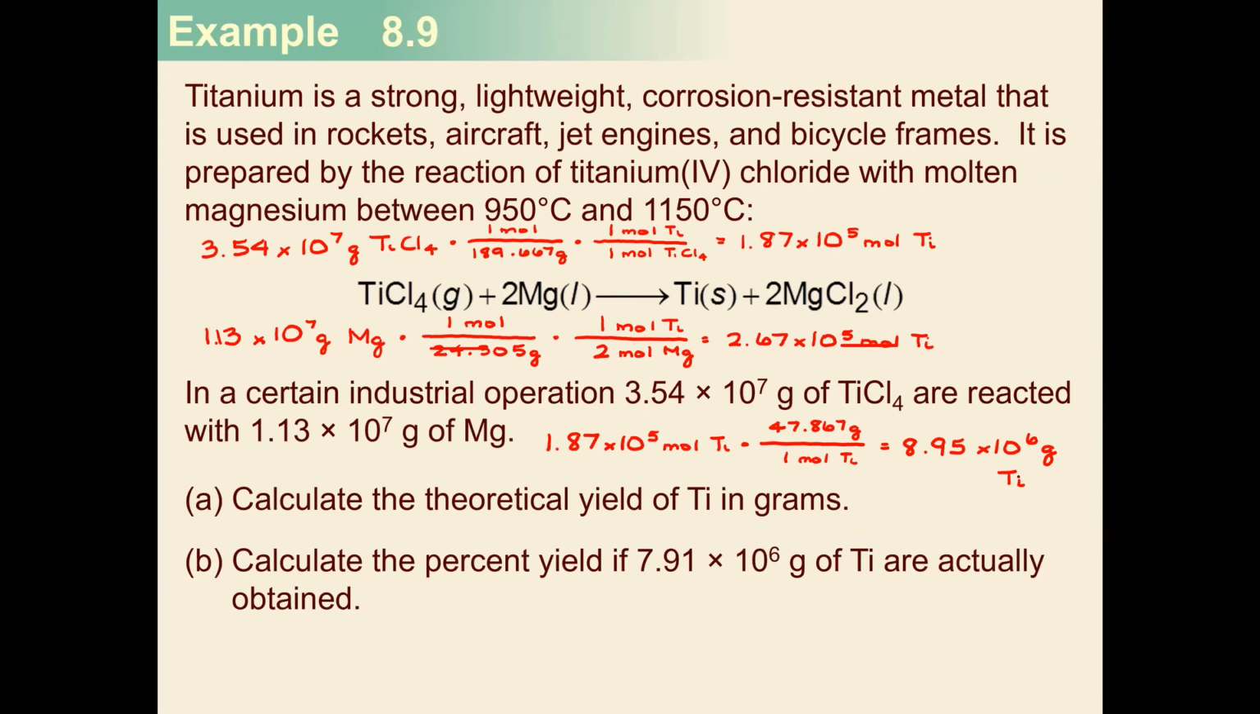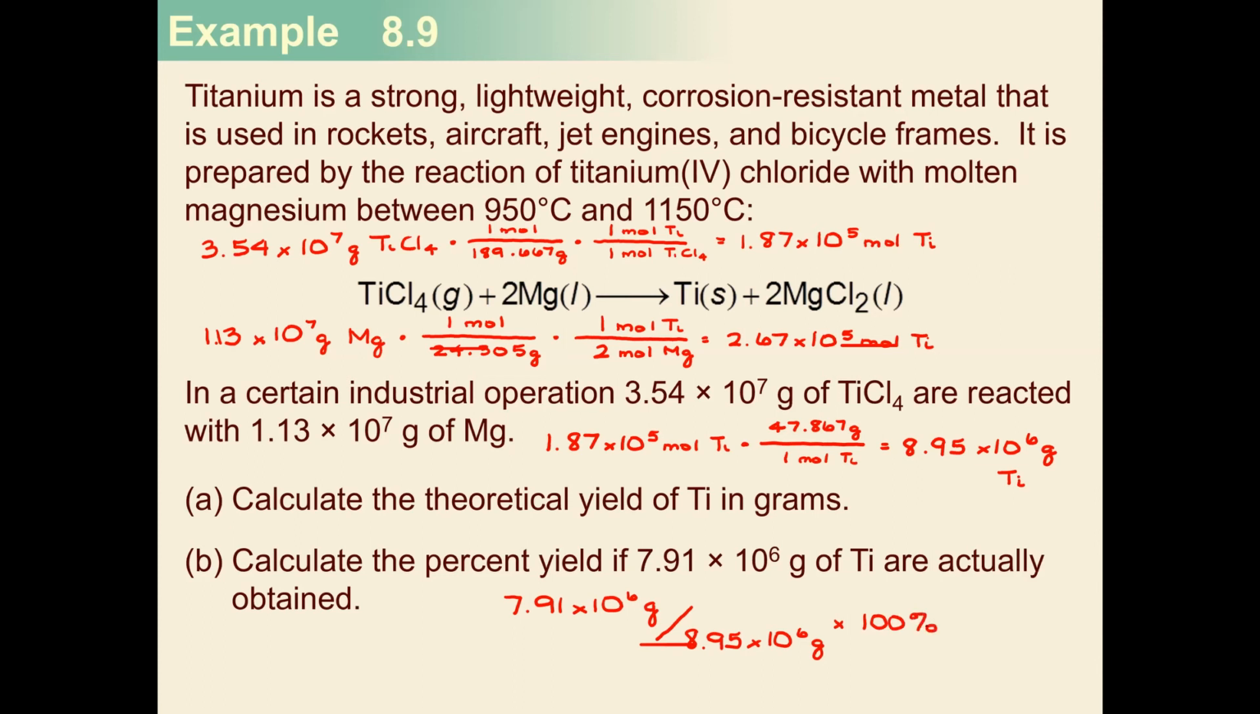So let's go ahead and look at B. Notice that I don't do a perfect reaction. I only get 7.91 times 10 to the 6th grams of titanium. So how can I calculate this percent yield? Well, I will take my actual yield of 7.91 times 10 to the 6th grams and divide this by our theoretical. So in this case, that would be 8.95 times 10 to the 6th grams. And we are going to multiply this by 100%.